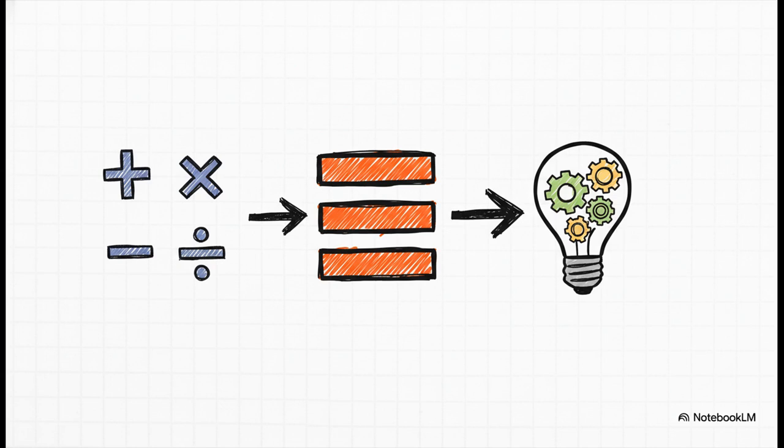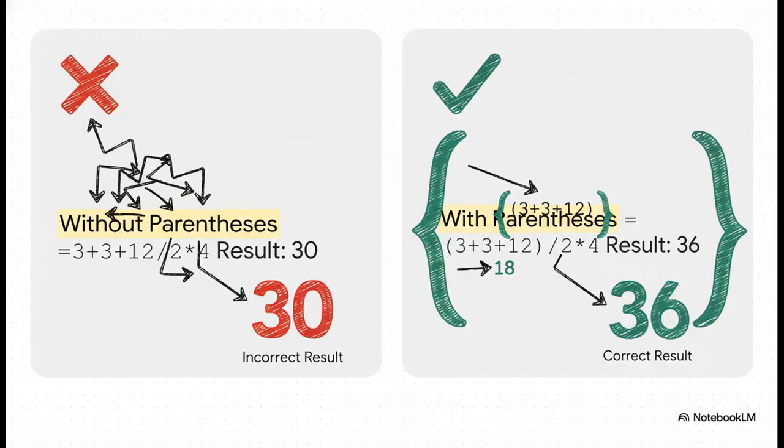It tells Excel, hey, stop just holding this data and start doing some math. Now, Excel is pretty smart, but it's not a mind reader. It follows the exact same order of operations you probably learned back in math class. So look at this example. Without parentheses, Excel does the division and multiplication first, and you get 30.